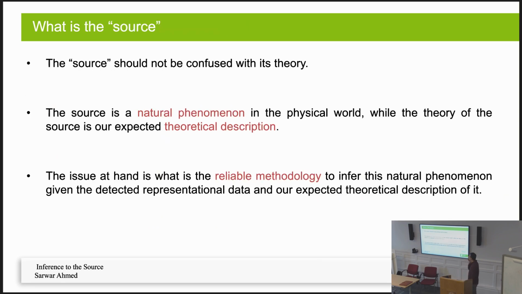So one should not conflate the theory of X and X. By X, or the source, I mean the natural phenomena in the external world, and the theory is our expected theoretical description of it. And the issue here is, well, what is the reliable methodology to infer this natural phenomenon, given that we have a detected representational data and our expected theoretical description?